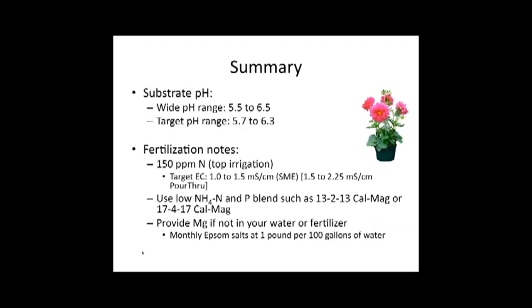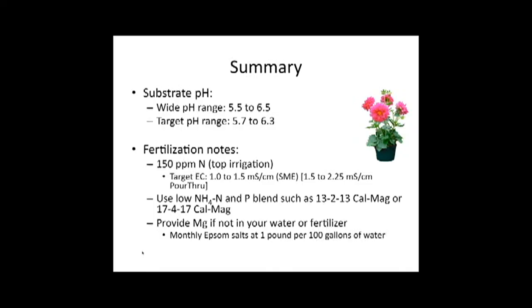So some of the target numbers to look at, we talked earlier about substrate pH. You know, the wide range, 5.5 to 6.5, but probably you ought to target between 5.7 and 6.3. That would be a better range just to make sure things are in the middle. But I can tell you the literature was pretty darn wide as far as recommendations that were there.